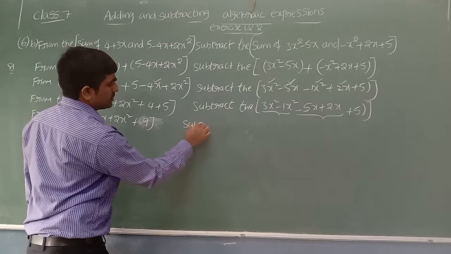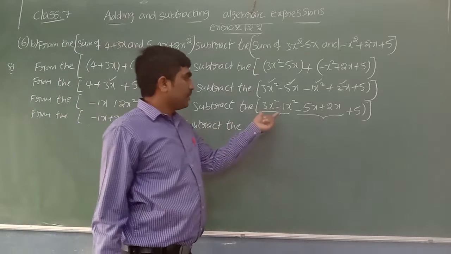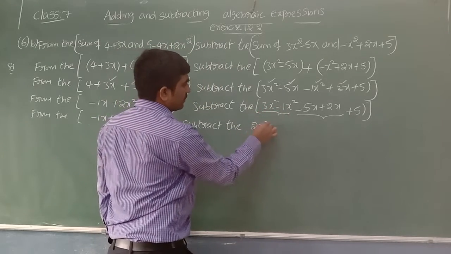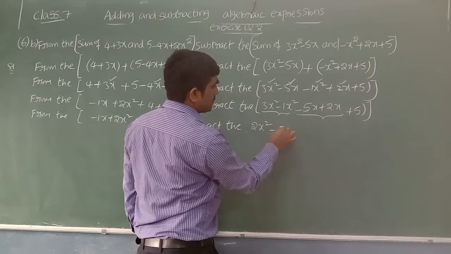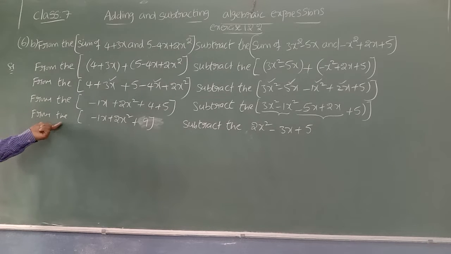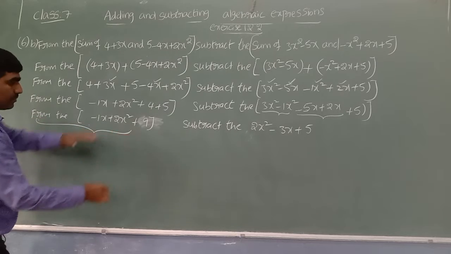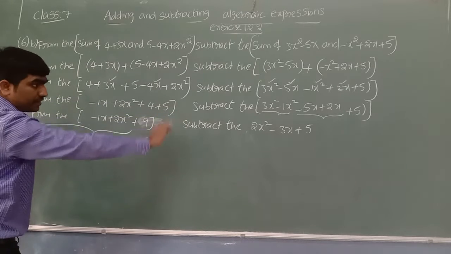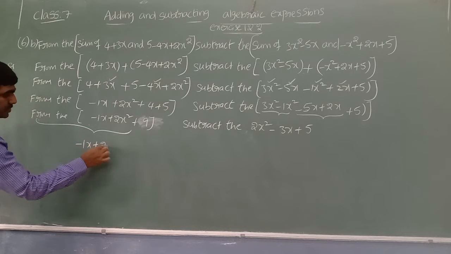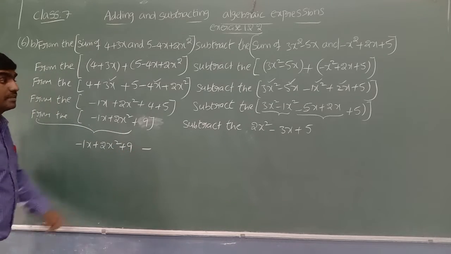We can subtract. Here both are like terms. Simplify the coefficient: 3 minus 1, 2x square. Minus 5 plus 2, minus 3x, and plus 5. Now you can see about this part. From the first expression, subtract the second expression. You can see very clearly, we need to subtract that second expression from minus 1x plus 2x square plus 9. From this, we need to subtract the second expression.